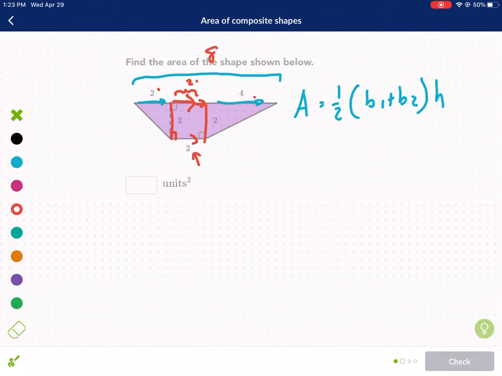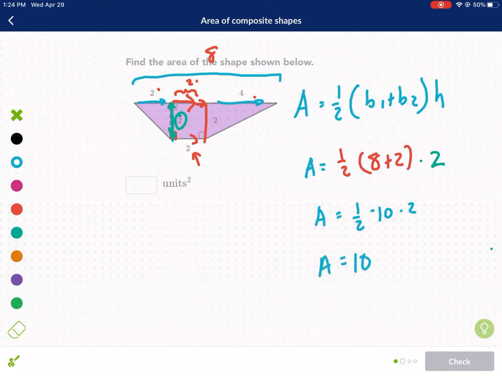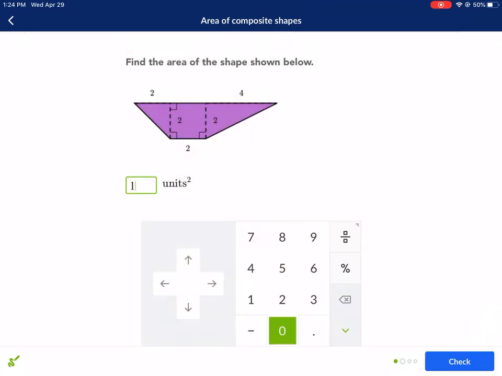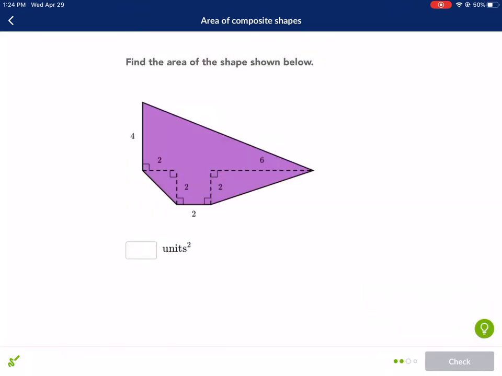We have 2 for the other base, and then the height is this distance right here, and we already know that's 2. So we have all the information we need. 8 plus 2 times 1/2 times our height, 2. As I simplify this, area equals 1/2 times 10 times 2, equals 10. So the area equals 10 square units. Now if you split this up into a compound shape with 2 triangles and a square, you would get the same thing.